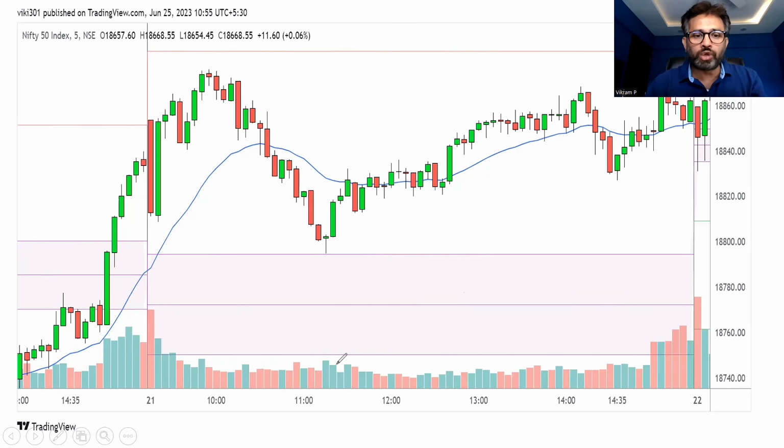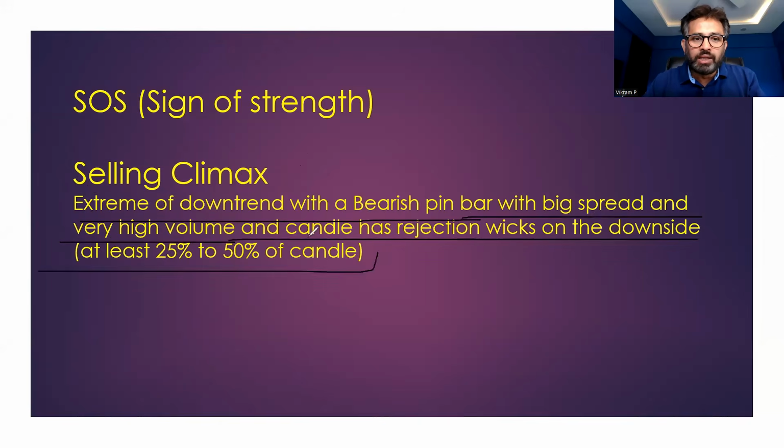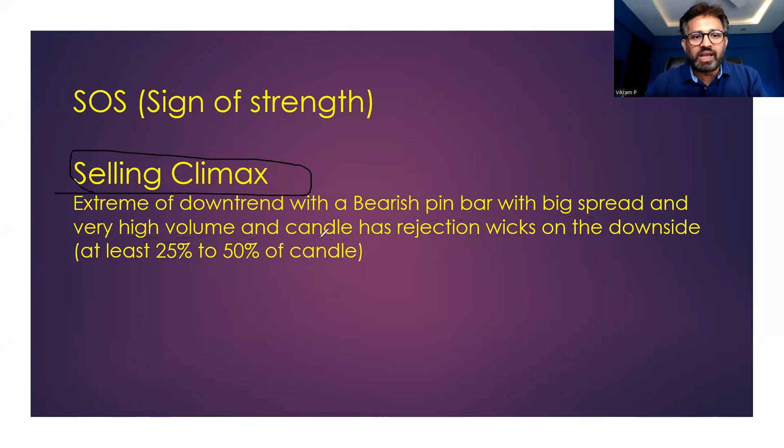and supply getting exhausted and demand coming into the play. Okay, second type we are going to discuss is selling climax. What is the selling climax? Selling climax is extreme of downtrend with a bearish pin bar with a big spread and very high volume, and the candle has rejection wicks on the downside. That means at least 25 to 50% of the candle has rejection wicks. That is the indication of selling climax. That means sellers are getting exhausted and buyers are coming into the play. That is what is known as selling climax.